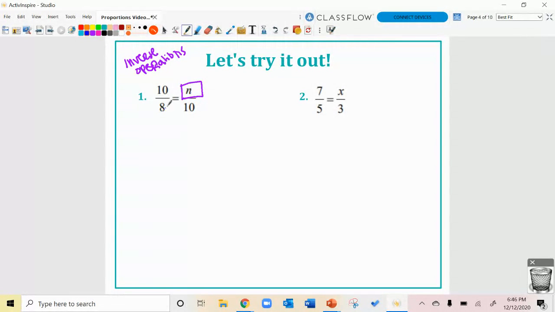So that being said, I see n divided by 10 and I want to get rid of that 10. I'm going to multiply both sides by 10.